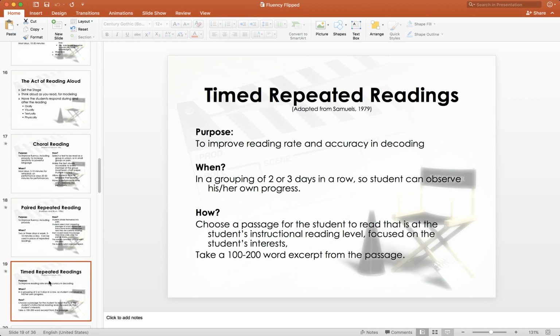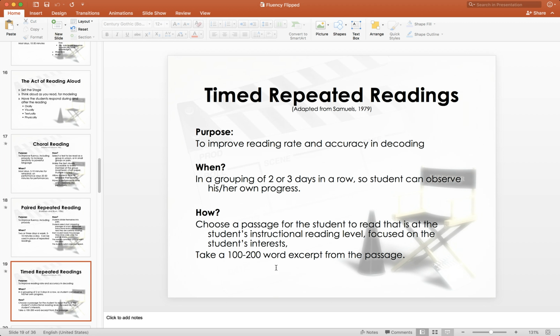You can do timed repeated readings. And I often do this with kids. They love to time themselves, and then we can create charts to help them see their progress. So you can group kids in twos or threes, and then you can have kids observe themselves reading, or you can have them listen to their partner and chart those.